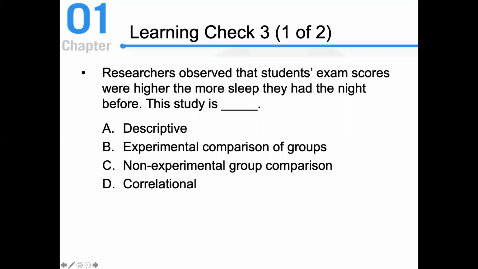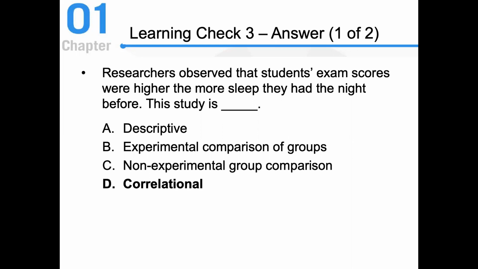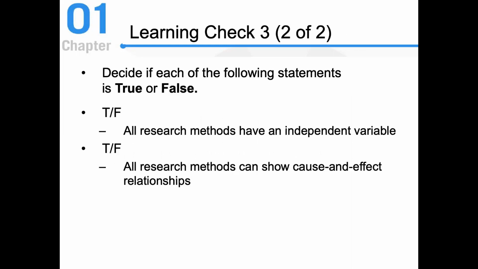So learning check 1 and 2. Researchers observed that students' exam scores were higher the more sleep they had the night before. The study is what? Descriptive, experimental, comparison of groups, non-experimental group comparison, or correlational? What do you think? Take a moment, maybe pause me. The answer is correlational.